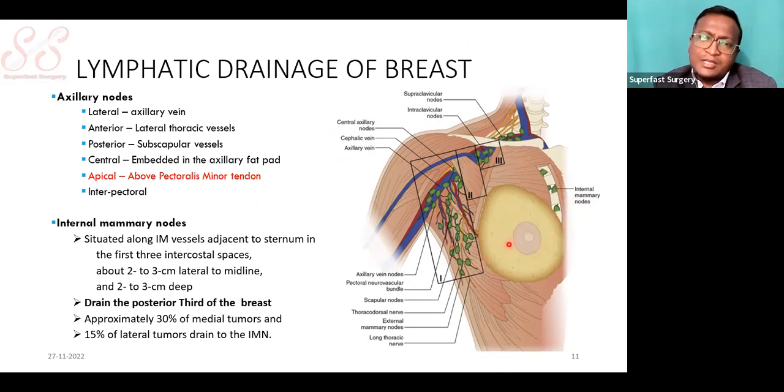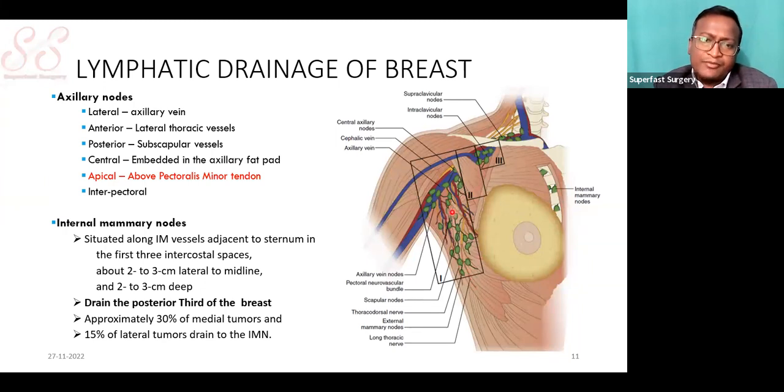The entire axillary lymph nodes are divided into several groups by several classification. Like the axillary lymph nodes receive the major supply of the lymphatic drainage, almost 75% to 80%, while the internal mammary nodes will be receiving only 5% to 10%, and both of them will be receiving drainage in combination in 20%. Now, the axillary lymph nodes are grouped into lateral group of lymph nodes, that is along axillary vein, the anterior group of lymph nodes, that is along lateral thoracic vessels, posterior group of lymph nodes, that is along the subscapular vessels and central, that is in the axillary fat pad.